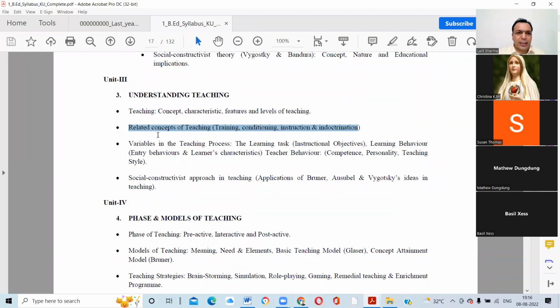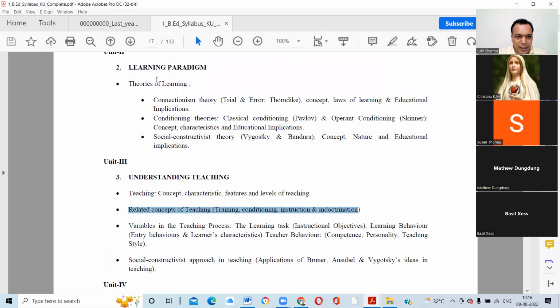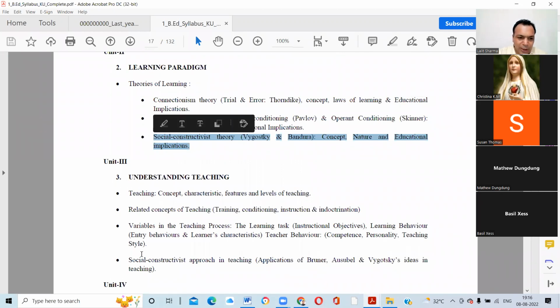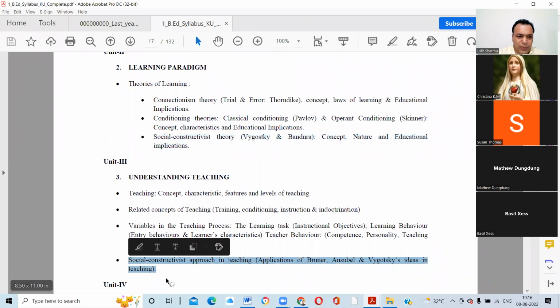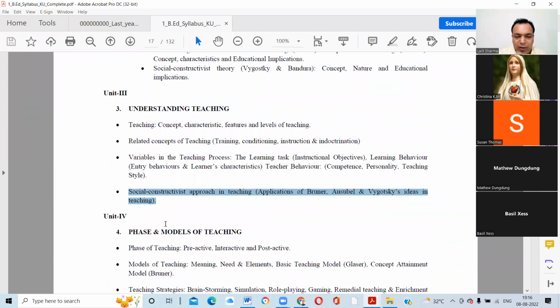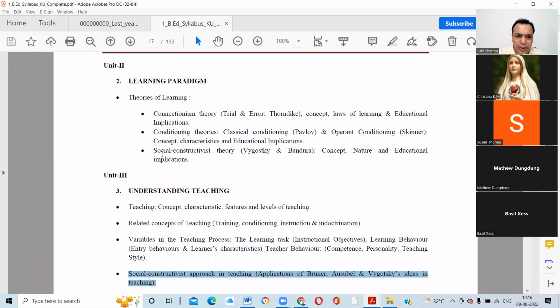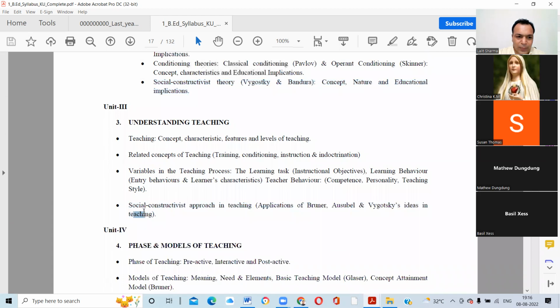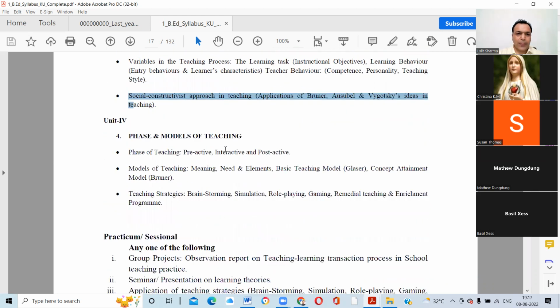Okay. I just want to tell you one thing. Just see it in the 2nd unit. There is one theory, social constructive theory, Vygotsky and Bandura. If you do this, automatically you can do this part also. Unit 3, social constructive approach in teaching. See, applications of Bruner, Ausubel, and Vygotsky, right? Both are the same. This one, unit 2, is the same as this. Okay, guys. So 2 questions you are covering from the 3rd unit also. 6 questions you have covered.